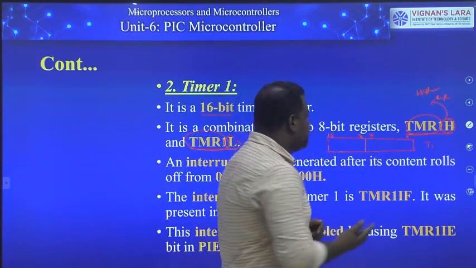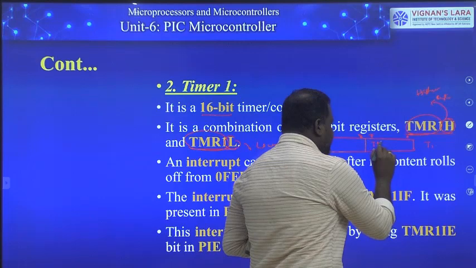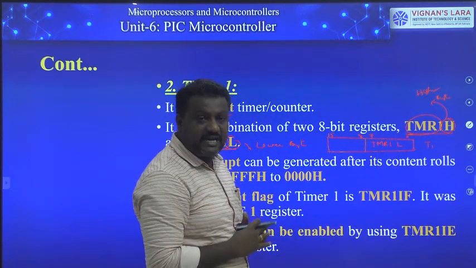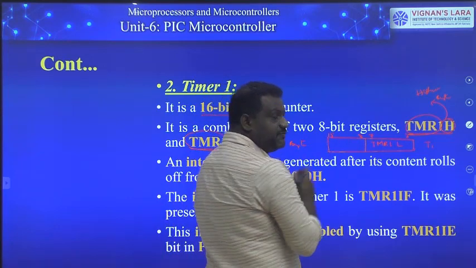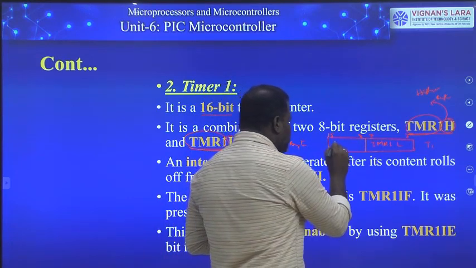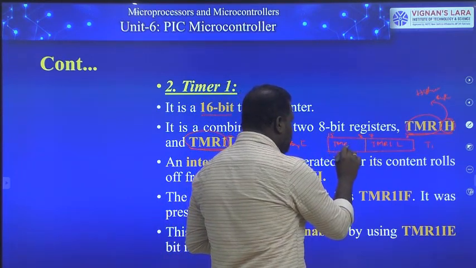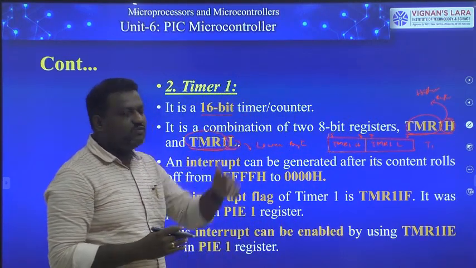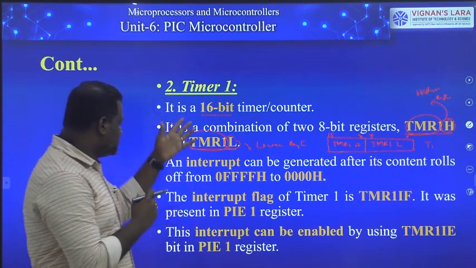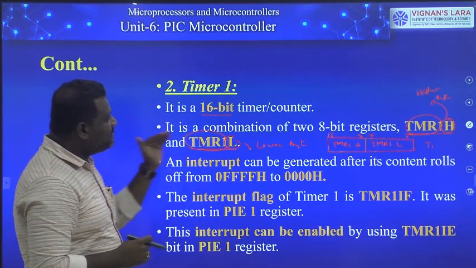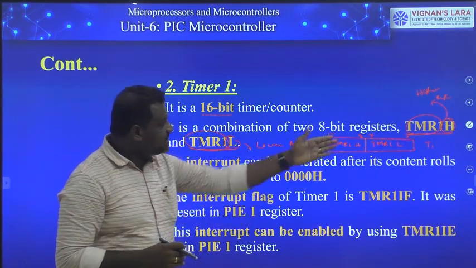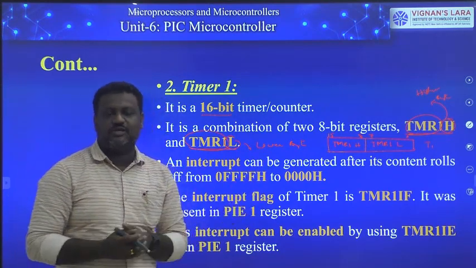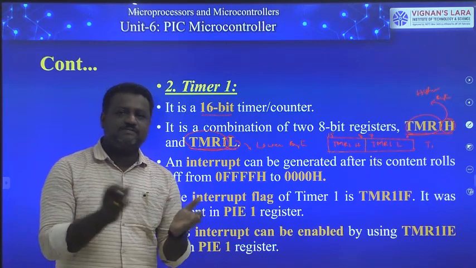This 0 to 7 is nothing but our TMR1L, because timer 1 lower byte, and from 8 to 15 forming as the higher order byte, which is TMR1H. Like this, your timer 1 can be formed. So that's the meaning of that. So an interrupt can be generated after its content rolls over from FFFFH to 0000H. Again, the case is the same as the previous timer.